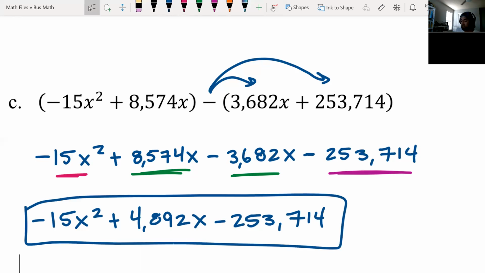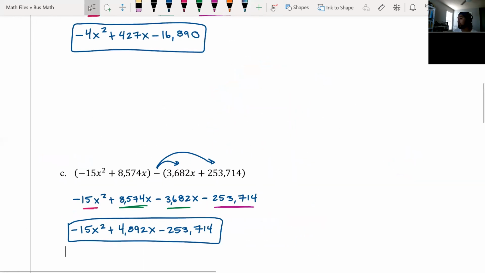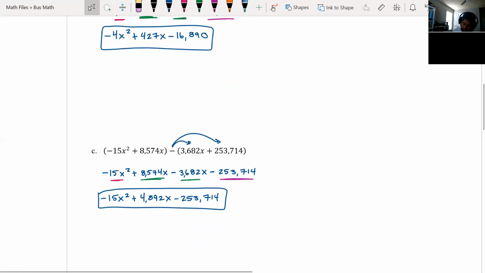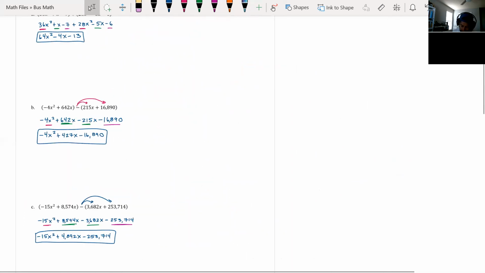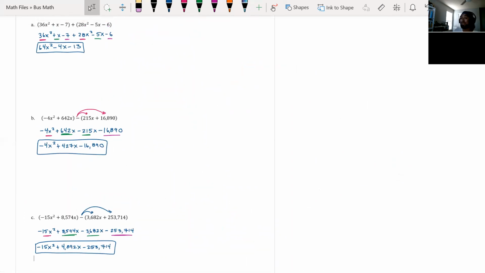And again, this is just practicing combining like terms, which is going to help us set up for creating a profit function later on in this class when we get there. Okay, that's it for this page. Any questions on these three?